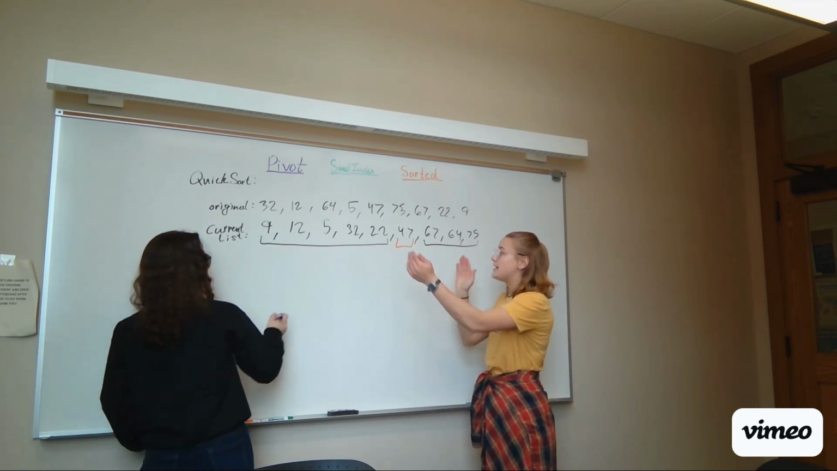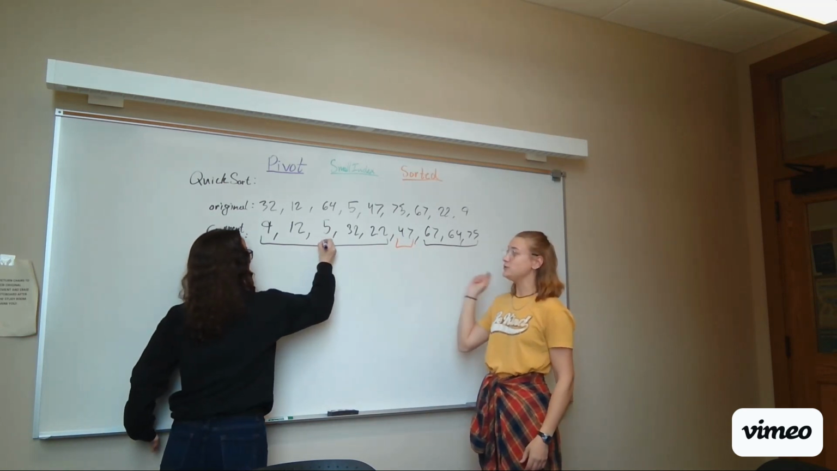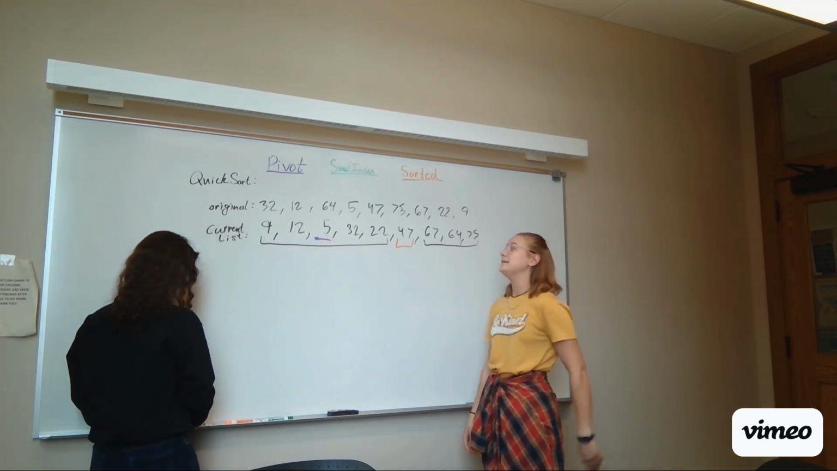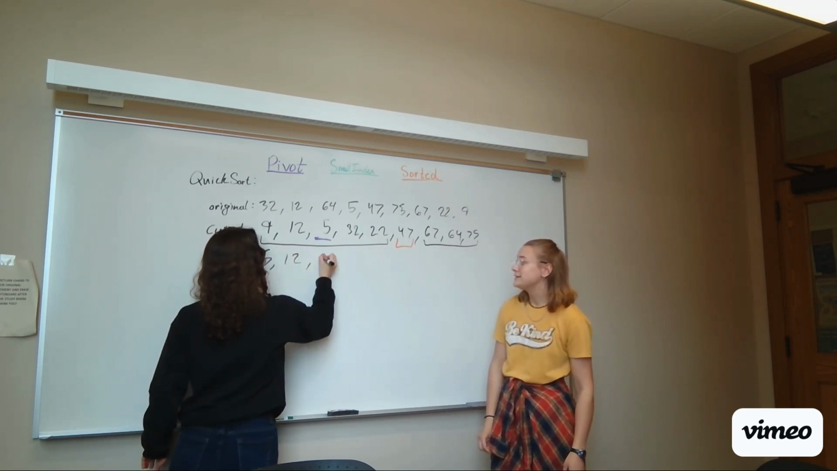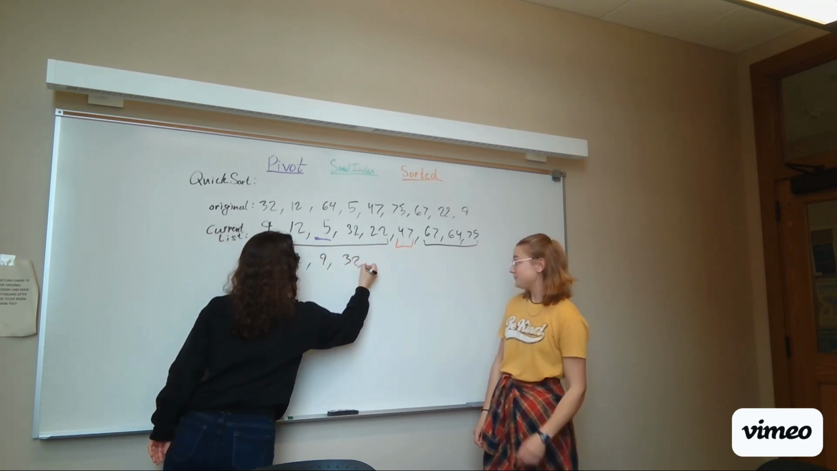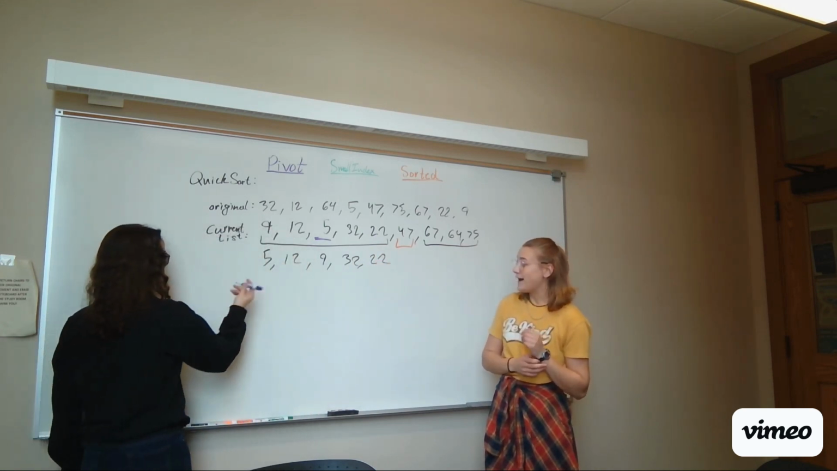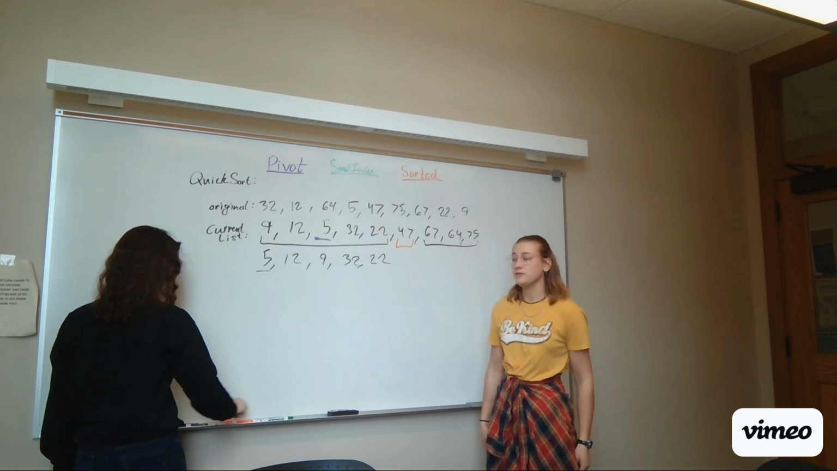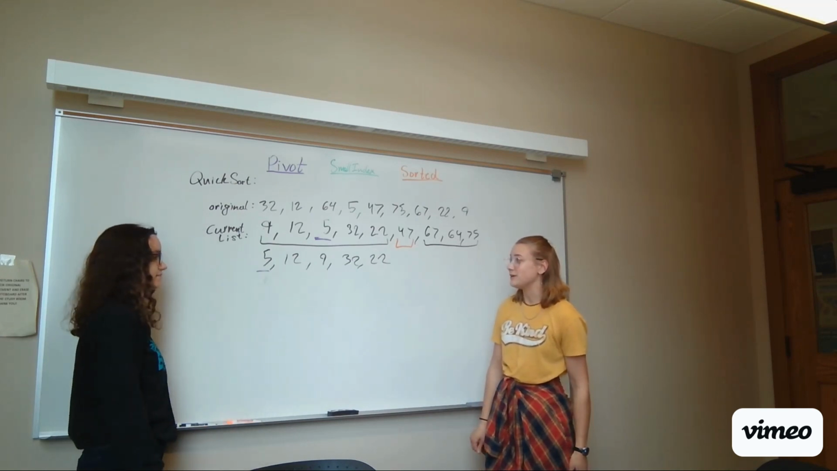Now we're going to take our first list. We're going to find the pivot point in this list and do the same process all over again. So 5 is going to go to the front of the list as our pivot point. We're going to compare 5 and 12. 12 is obviously larger than 5, so it's going to stay right where it's at.